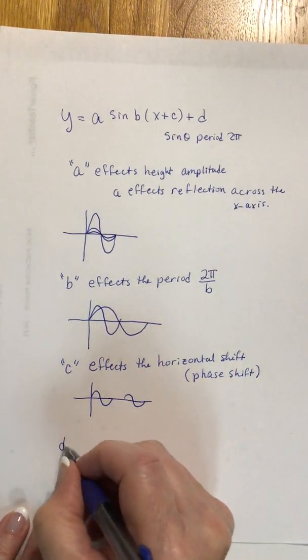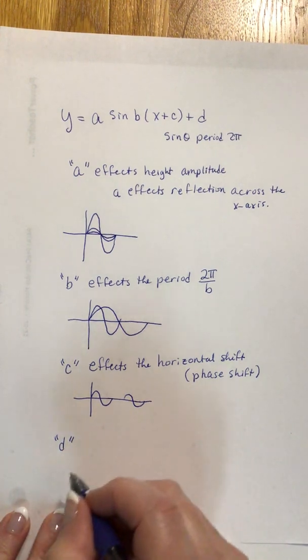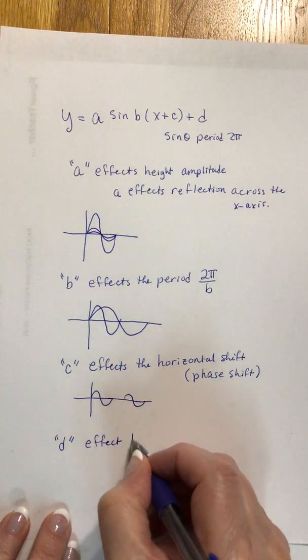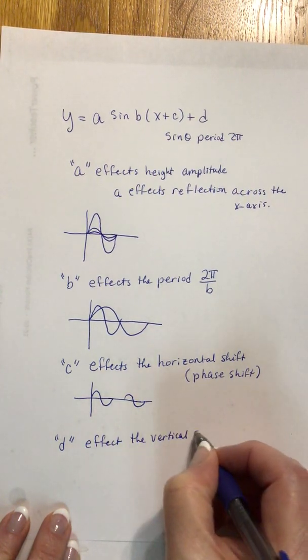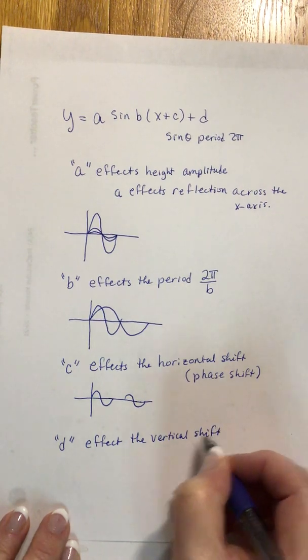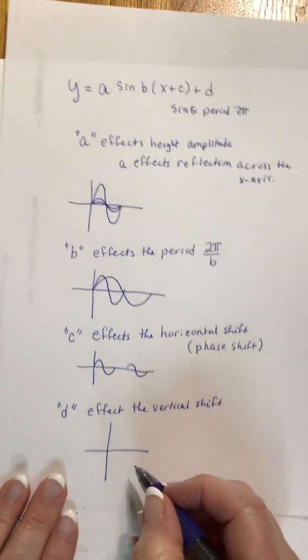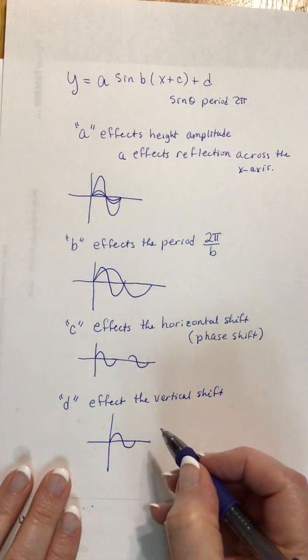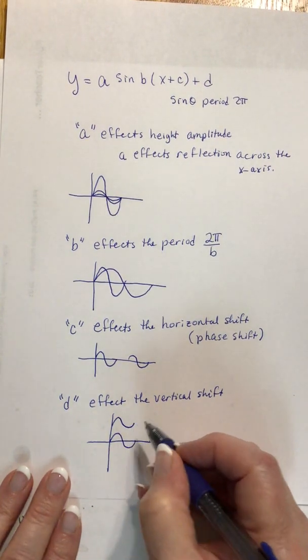All right, the D is on the outside of the function. So the D is going to affect the vertical shift. So what that's going to do is you're going to have something that looks like this, where its original sine function looks like that, but your new one's going to look like this. The whole thing just moved up like a picture.